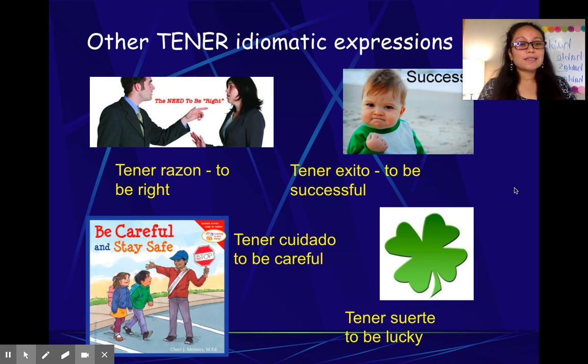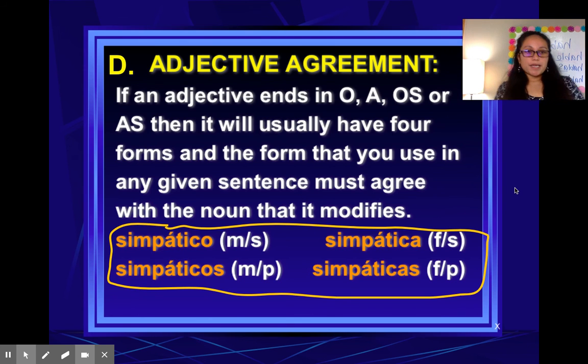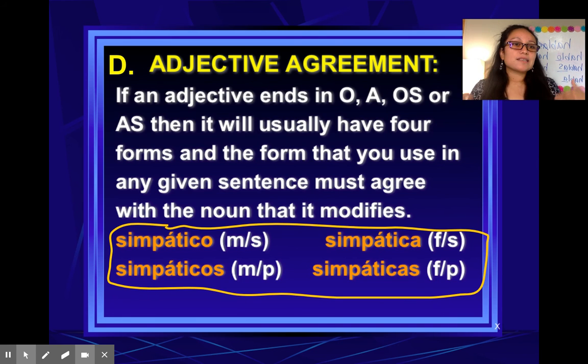Now we're going to move on to letra D. Okay? Adjetivos, adjective agreement. So in Spanish, an adjective has to agree with your noun. For example, I'm going to say that I am very nice. Ms. Lopez es simpática. I have to change it to simpática porque soy una chica, okay? But if you're talking about a male, let's say, I'm making up a teacher, Mr. Jones, okay? Mr. Jones es simpático.